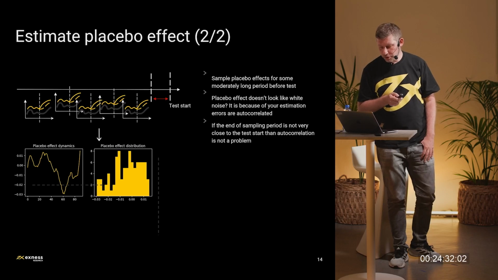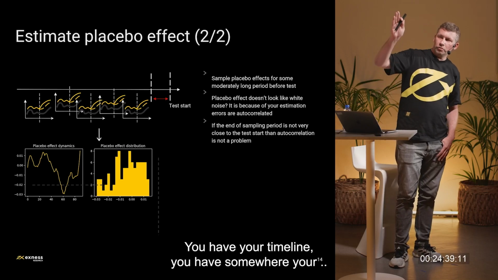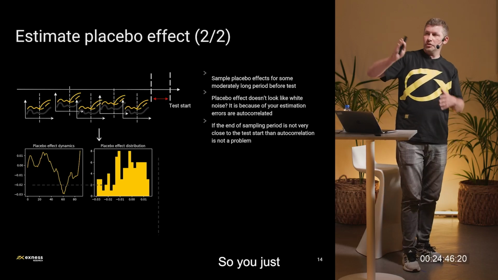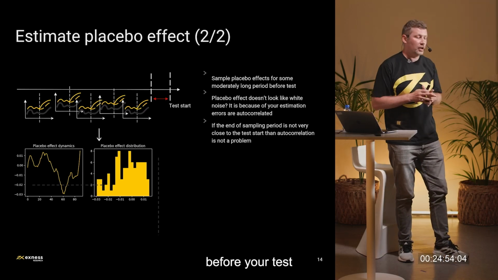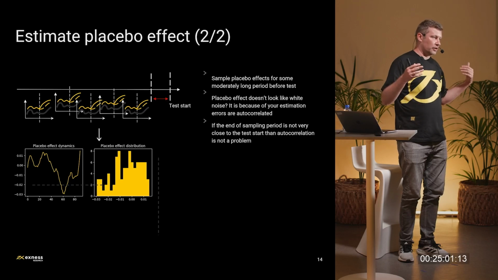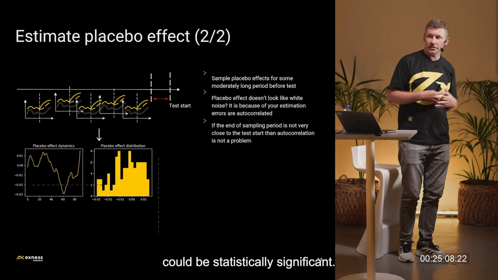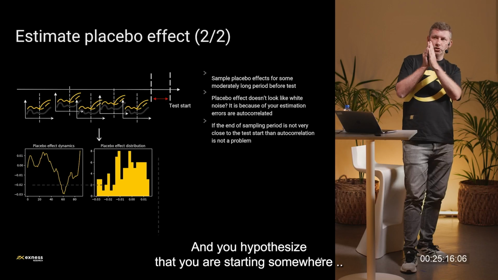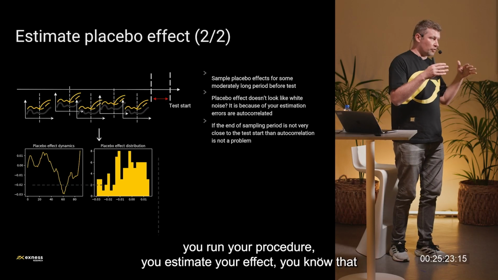We do these simulations. The scheme is in the above picture. You have your timeline, and somewhere on it your hypothetical tests are. So you just take a moderately long period before your test, where you expect not many structural changes, but long enough to sample from, so that your estimations could be statistically significant. And you sample this: you hypothesize that your start is somewhere in the past. You run your procedure, you estimate your effect.